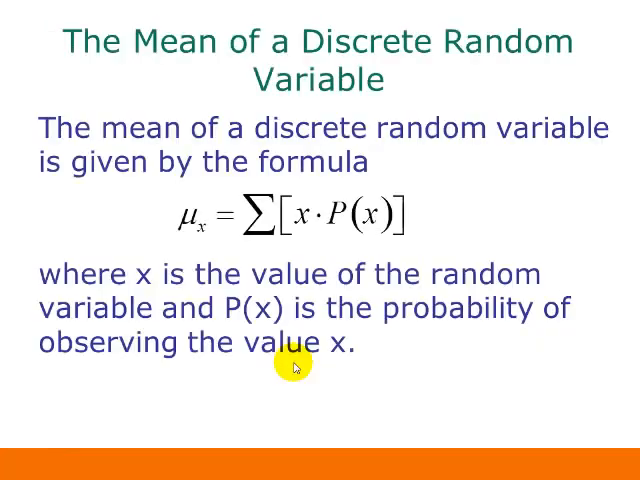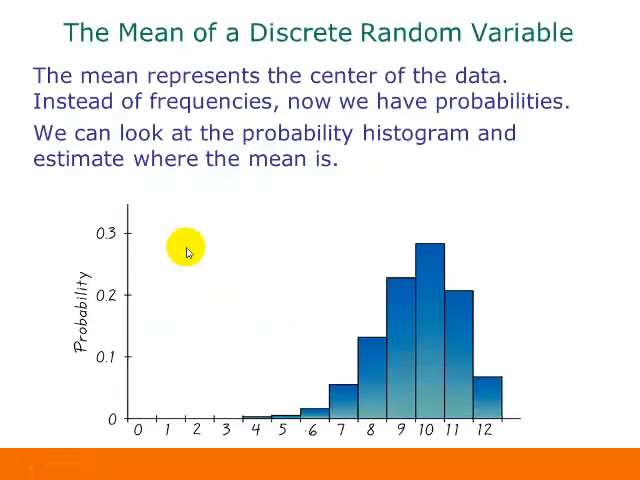So the mean of a discrete random variable is given by this formula, where x is the value of the random variable, and p of x is the probability of observing the value x. So what this formula tells you to do is for each value of x to multiply the value times its probability and then add up those results, and that gives you the mean. And again here, the mean actually represents the center of the data.